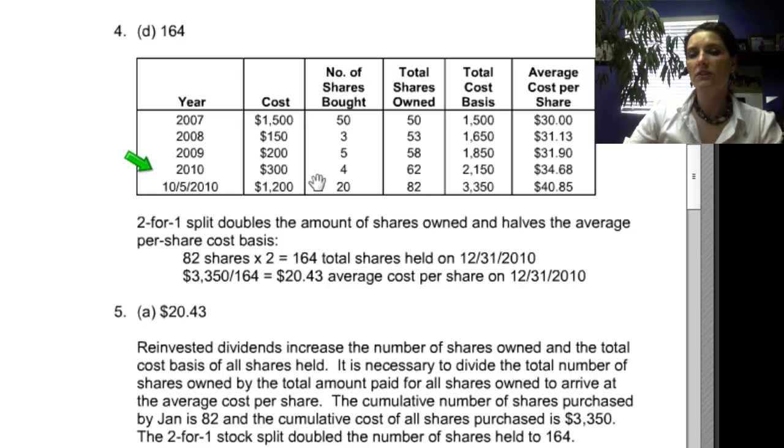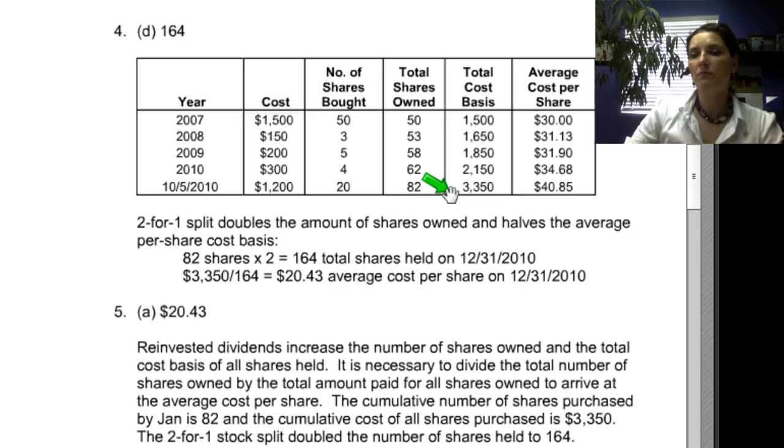So essentially, the total number of shares she has is 82. If we go 50 plus 3 plus 5 plus 4 plus 20, we end up with 82 shares. But that number of shares doubled in a 2-for-1 split, so that leaves her with 164 shares. What is her average cost per share? Well, we look at the total amount of after-tax dollars she has used to purchase shares over time, and we add those up.